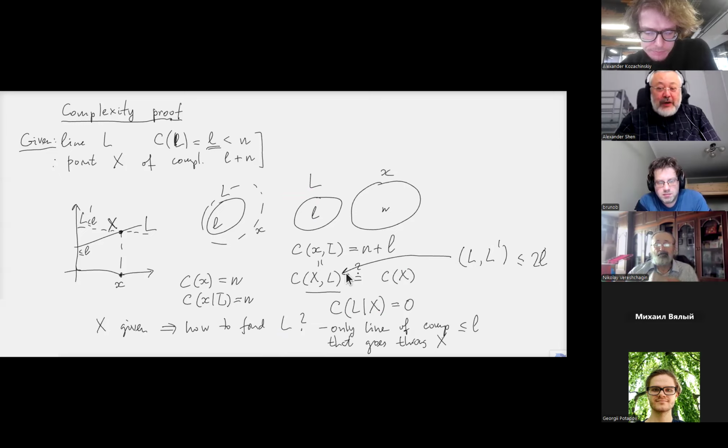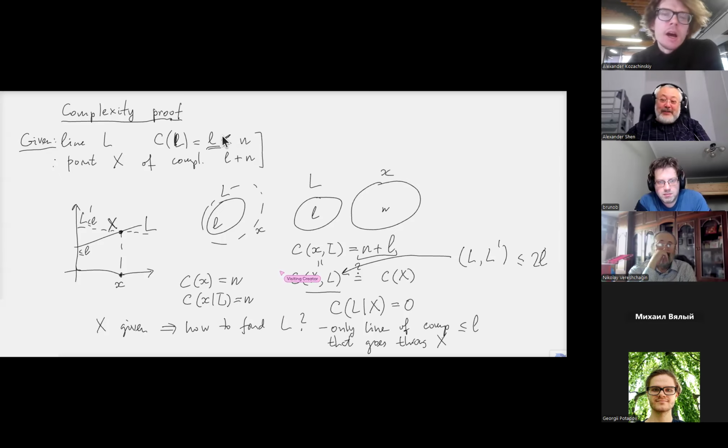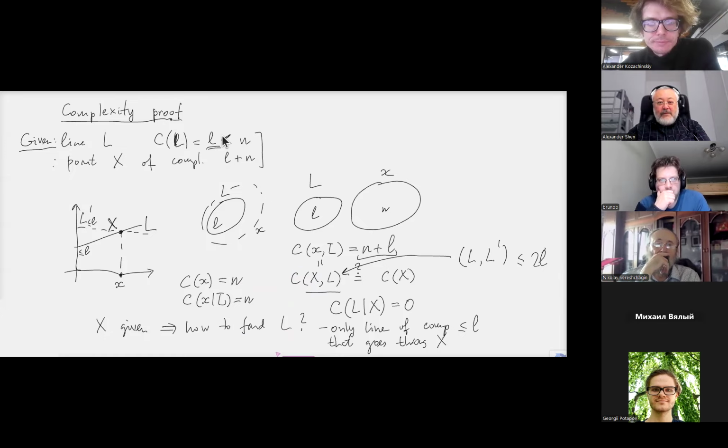Yes. And it was chosen that this is n plus L. And we know that L is smaller than n. So we get a shorter description than possible. So we prove that every line of complexity smaller than n has a point of complexity L plus n. Is it clear?